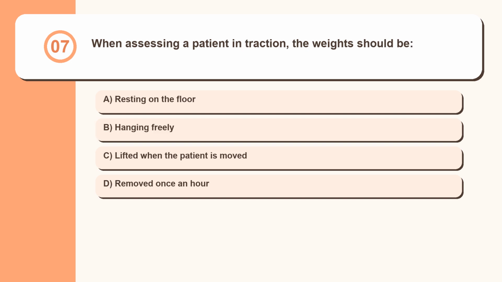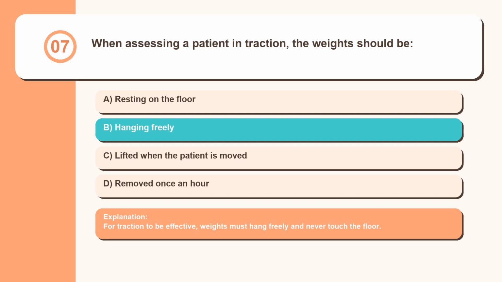Question 7. When assessing a patient in traction, the weights should be: resting on the floor, hanging freely, lifted when the patient is moved, removed once an hour. For traction to be effective, weights must hang freely and never touch the floor.